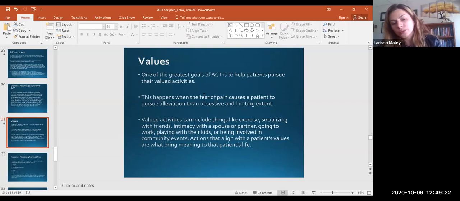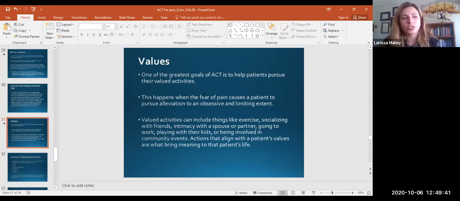Values, this is a really, really important one. This is where they're going to start to identify their greatest goals in ACT, which is what are they going to start to do, right? What are their values? And this is where we explain the compass, that values are directions that you can walk in every single day. As long as you take a step, you're going in a direction.